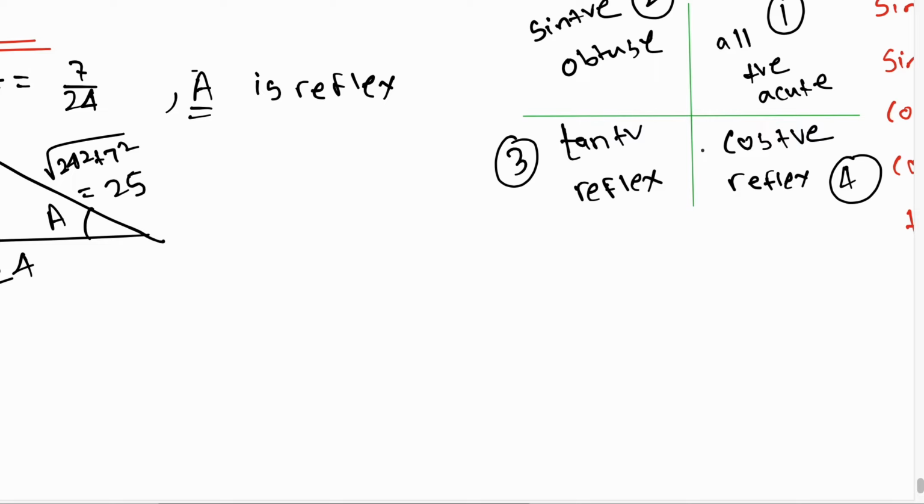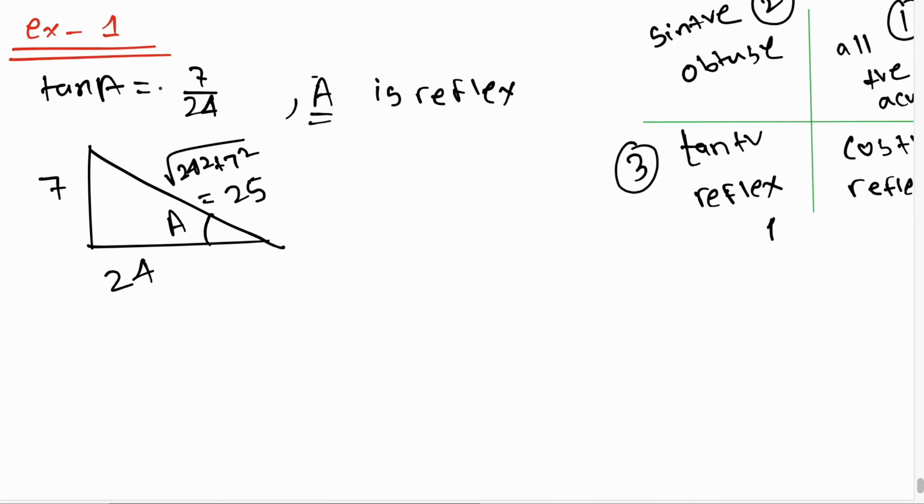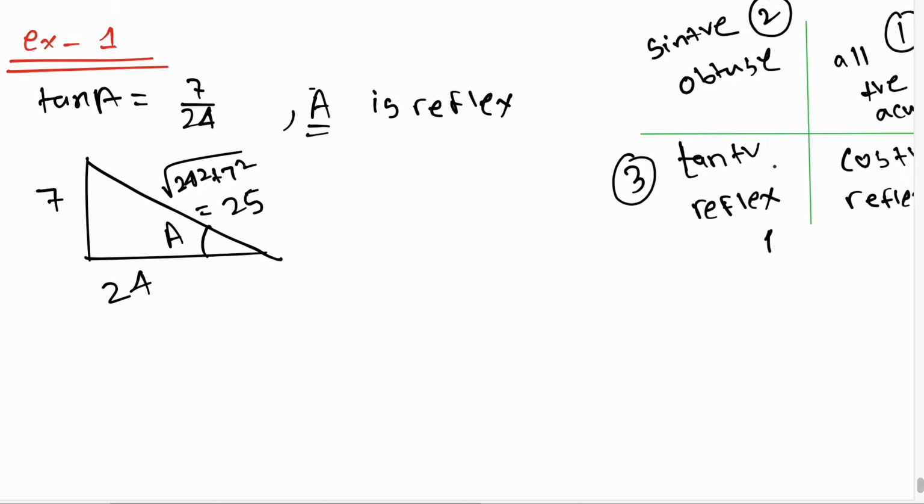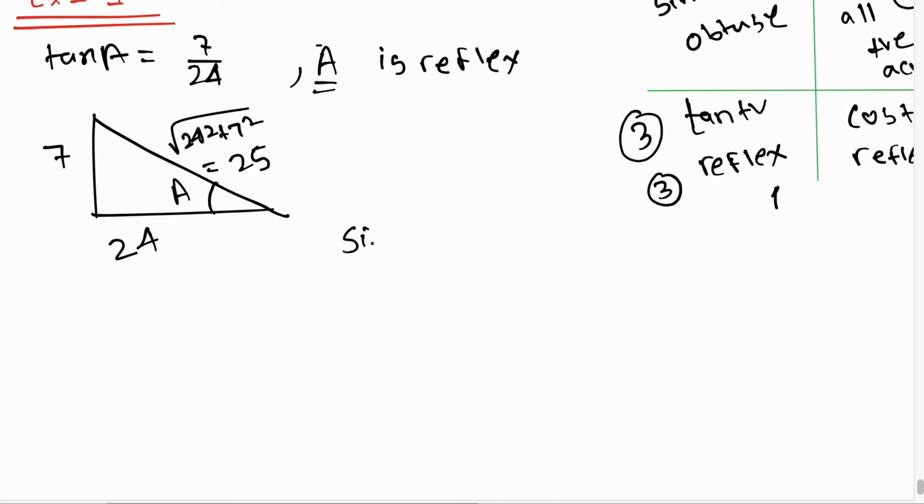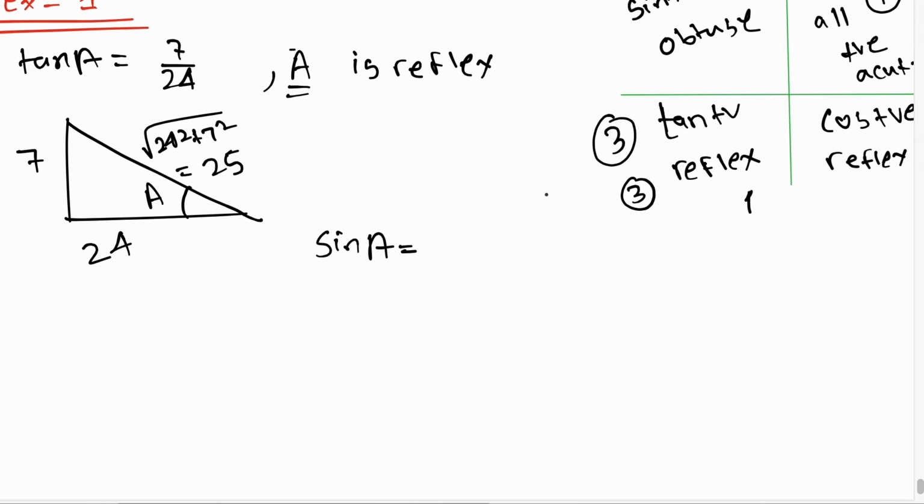First of all, there are two quadrants that can be reflex, that is, one is third and another one is fourth. Now see, tan A is positive, that means the reflex angle A exists in the third quadrant. Okay. Now let's say we have to find out sine A. Now tell me, in third quadrant sine is negative, so it must be negative. Then sine means oppo by hypo, that means 7 by 25. Then cos A, in third quadrant cos A also is negative, and adjacent by hypo.